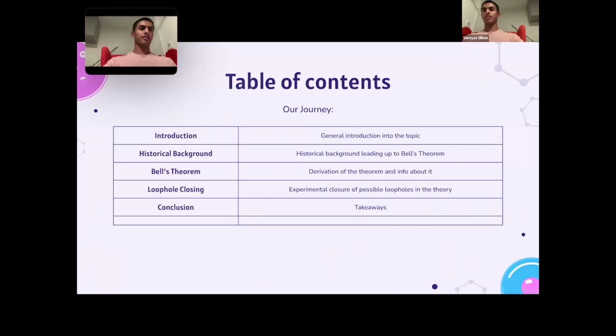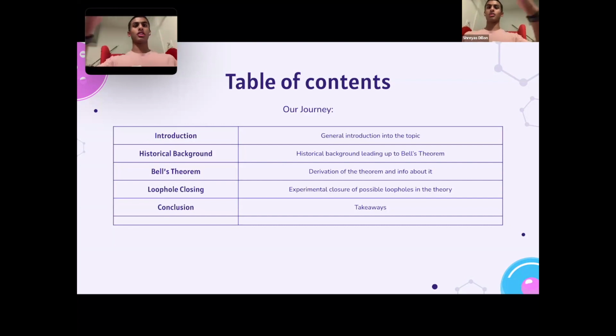So to start, we're just going to go over a general table of contents, our journey, what we'll be going forward. First, we have the introduction, which is going to be a general introduction into the field of quantum mechanics, just to get you guys locked in and ready for what's about to happen. And then from there, we're going to get more specific into the historical background leading up to Bell's theorem, previously held theories and stuff like that.